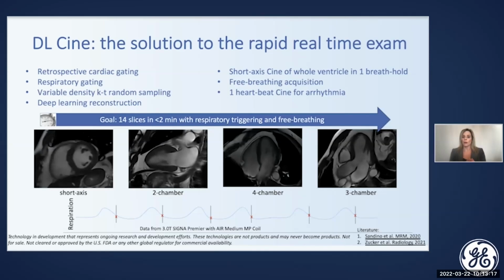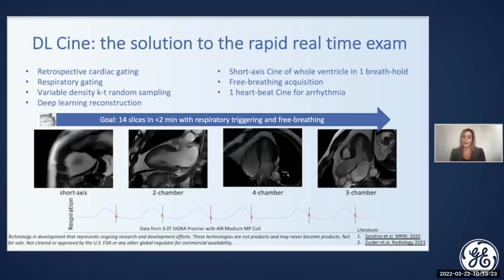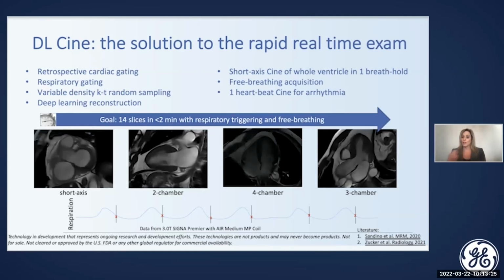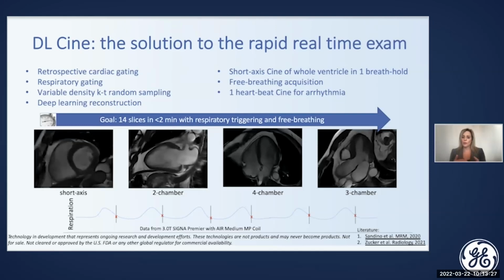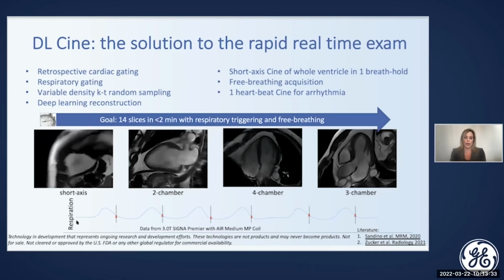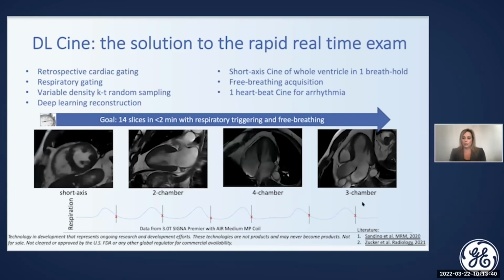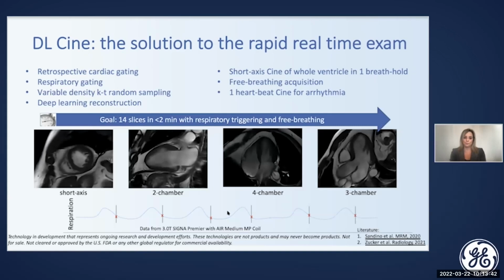And we can acquire an entire short axis stack of the ventricle in a single breath hold, or maybe 2 breath holds. And again, can be free breathing. And for patients with arrhythmia, the 1 heartbeat R to R interval SINE is really the best option. In the example below, we have our short axis stack, and then 2-chamber view, 4-chamber view, and 3-chamber view. And I think you can see really excellent image quality.